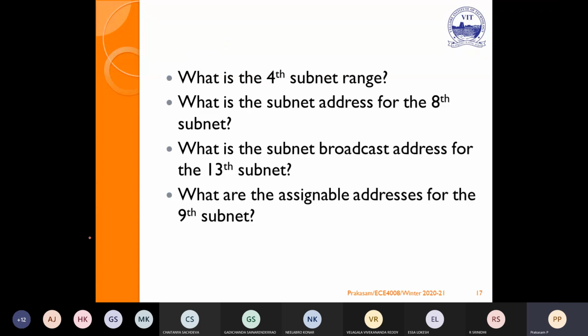Also, find what is the fourth subnet range. What is the subnet address for the 8th subnet? What is the subnet broadcast address for the 13th subnet? What are the assignable addresses for the 9th subnet? So mostly you may expect this type of problem in the CAT. Okay. So first we will start with one by one.